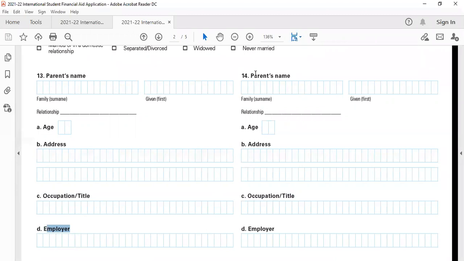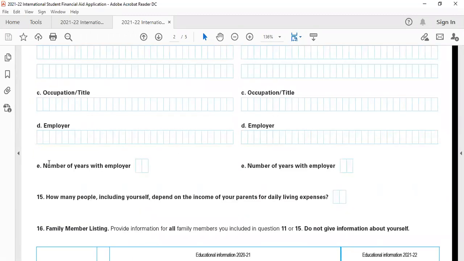And same goes for the second parent, for your mom or for your dad. A number of years with the employer, so for how many years have they been employed there? How many people, including yourself, depend on the parents' income? So you can mention whatever number is there, which will include your grandparents if they're living with you, your siblings, if any uncle or aunts are living with you. So you need to count that and you need to mention that number over here.